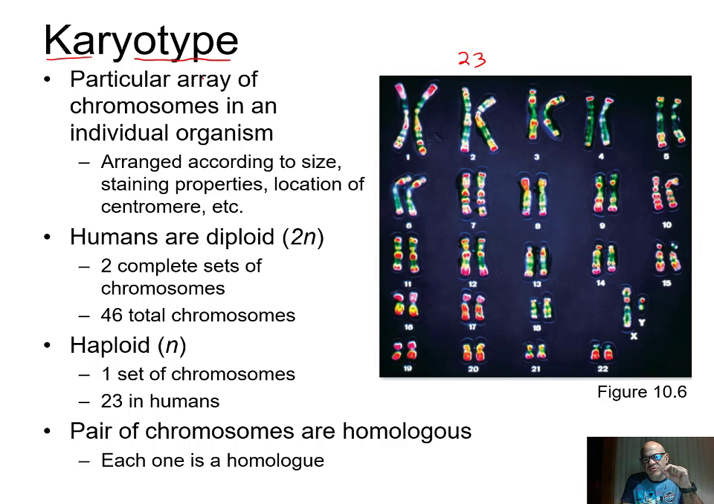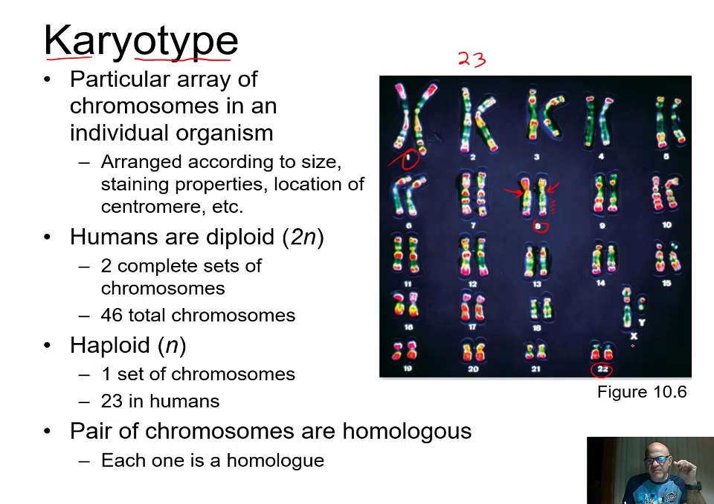And so they take a picture of them, and then they can arrange them in pairs based on their banding patterns and the location of a constricted area called a centromere. So you can see a centromere on pair number 8 right there. Both of them have that same centromere. You can see they have similar banding patterns along there. So you can pair them up based on their size and location. Number 1 would be the biggest pair, and 22 would be the smallest pair.